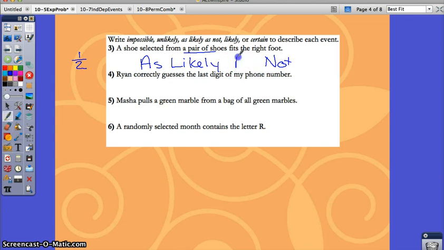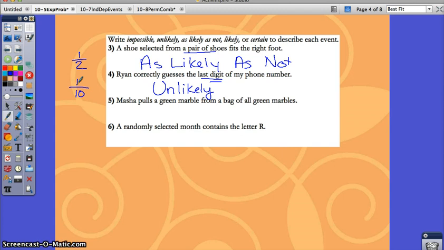All right, the next one. Ryan correctly guesses the last digit of my phone number. What do you think the chances are of that? How likely is that going to be that he correctly guesses the last digit? You're probably already saying this is pretty unlikely. Let's think about the actual theoretical probability as well. How many digits are there that could be my last digit of my phone number? I hope you didn't say 9. Hopefully you're saying 10 because you have 0, 1, 2, 3, 4, 5, 6, 7, 8, 9. And only one of those can be the last digit of my phone number, so 10%, pretty unlikely.